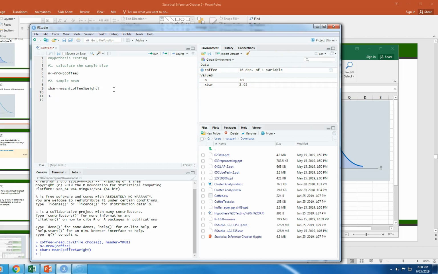The third calculation is for the sample standard deviation. Oops, I forgot to put the hashtag. Sample standard deviation. I'll call this value s, and the function is sd(coffee$weight), and let's run this.